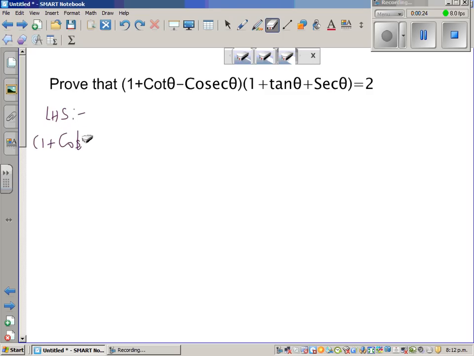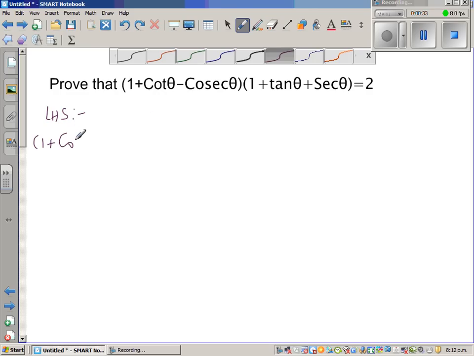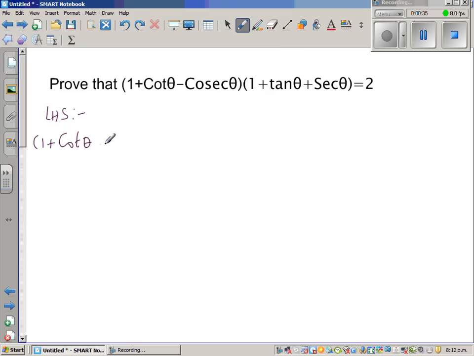Left hand side is (1 + cot theta - cosec theta) times (1 + tan theta + sec theta). So this is your left hand side. So I'm going to change everything into sine and cos.